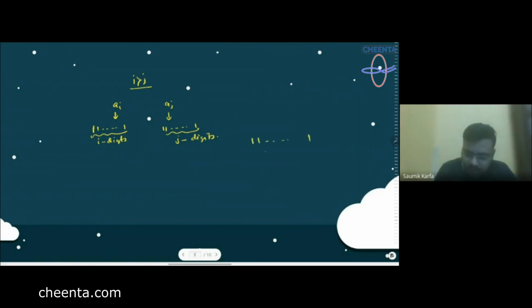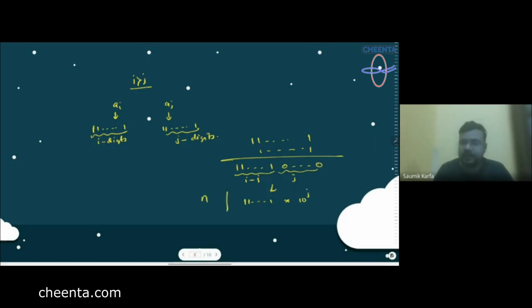So there are I 1s and there are J 1s. The resultant number will contain I minus J 1s, and then the remaining J digits will be 0. This number can be represented as the number with I minus J 1s times 10 to the power J. And we know that n divides this number, right?